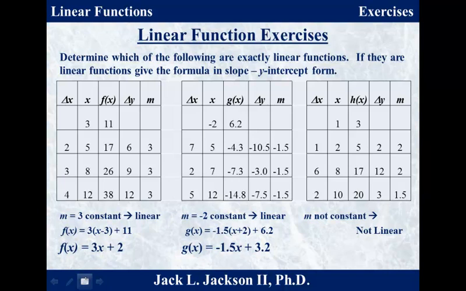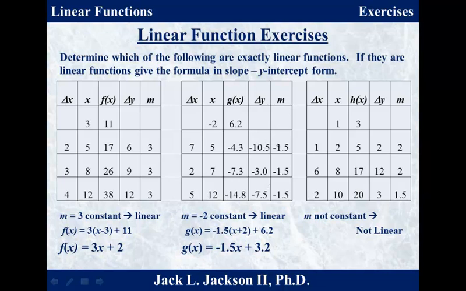Look at the next one. The delta x's are, let's see, 5 minus a negative 2 is 5 plus 2, which is 7. So negative 2 plus 7 is 5. Then we go up 2, then we go up 5. And then negative 4.3 minus 6.2 is negative 10.5. So we went down 10.5 from here to here. And from the second to the third one, we went down 3. And the next one we went down 7.5.